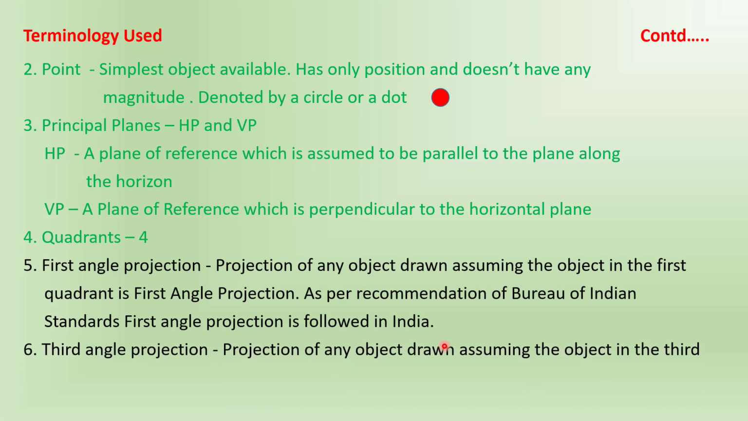Similarly, there is one more projection, that is third angle projection. In that case, we will place the object in the third quadrant and we will get the image on the planes. So that is third angle projection. Now we will discuss projection of points in detail.